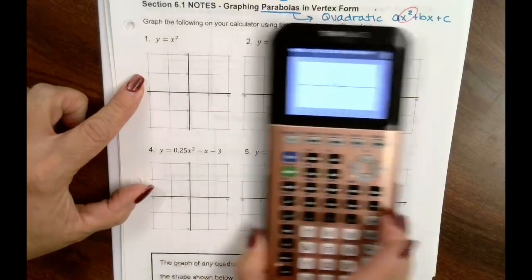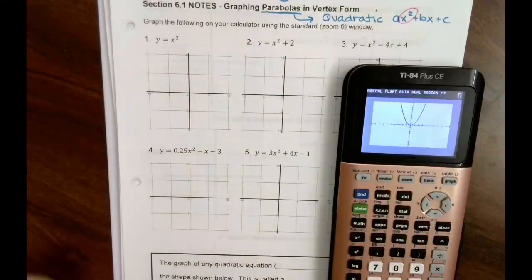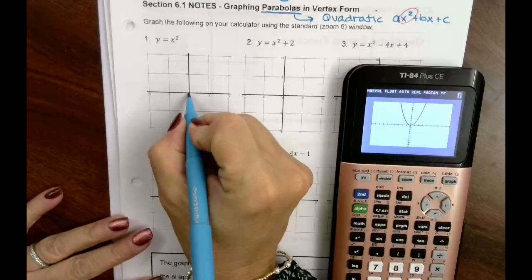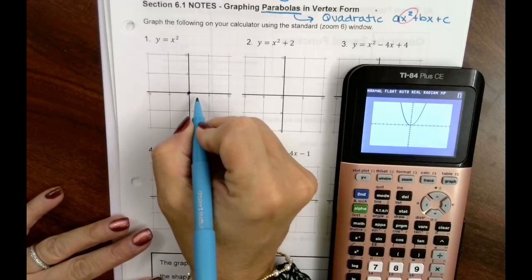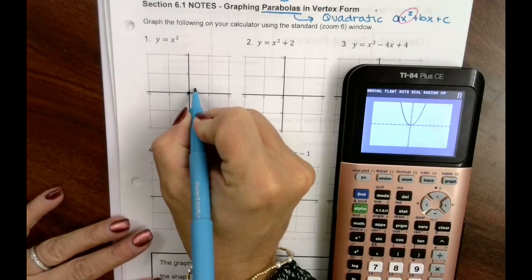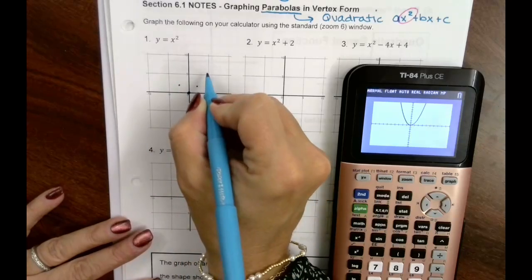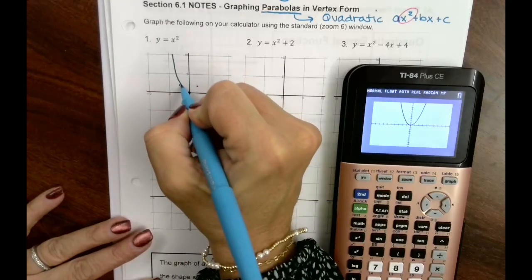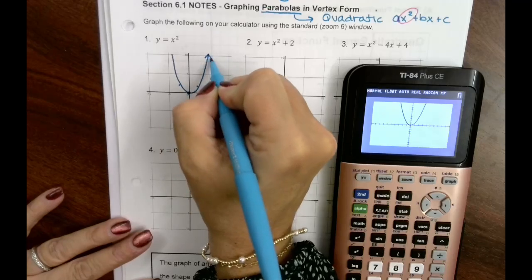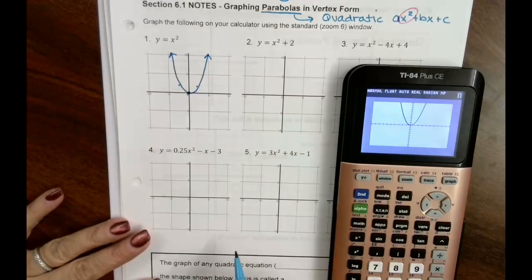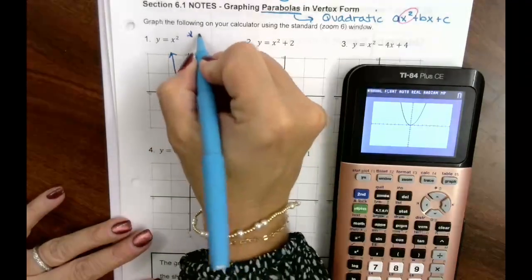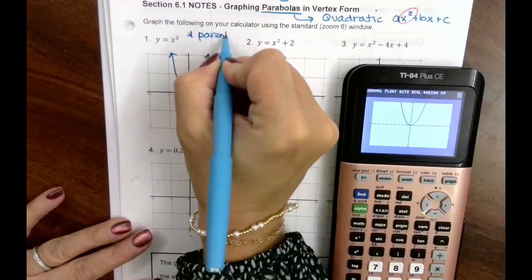Now, when we graph this, I'm going to go ahead and graph it here. What we see is that we have this point at 0, 0, and this is by 5s, but we would have a point here at 1, 1. We would have a point here that would look like this. So here is my standard parabola, and this is our parent function.